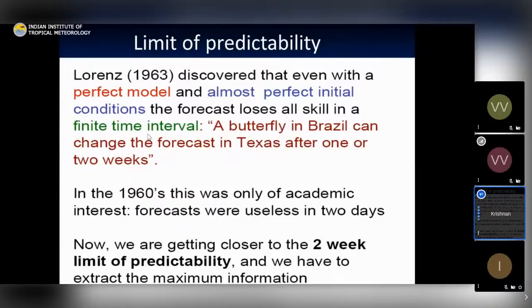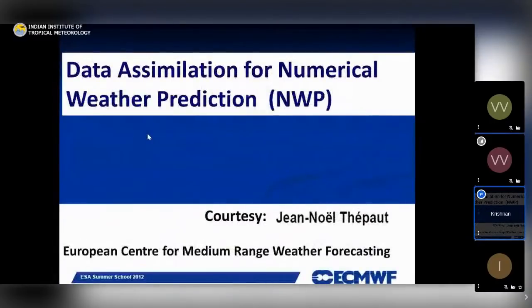But now if you really see the progress in NWP, we are able to get forecasts almost up to 2 weeks. This is the maximum limit of predictability that Lorenz had proposed. So how is it that this success has been achieved? There has been great effort to extract the maximum information at the initial time and improve the initial conditions. And this is done through a process called data assimilation in NWP.